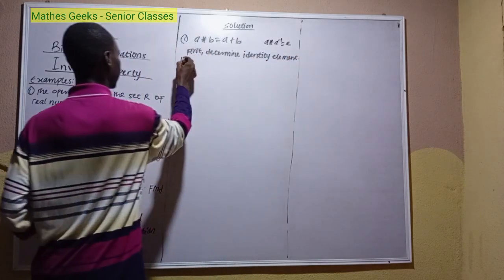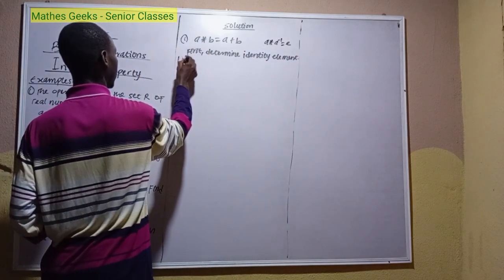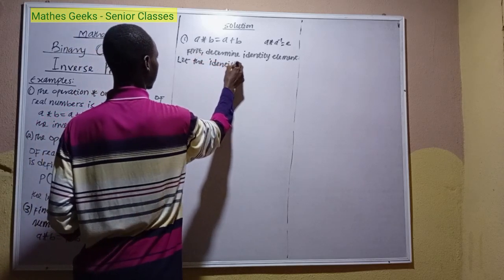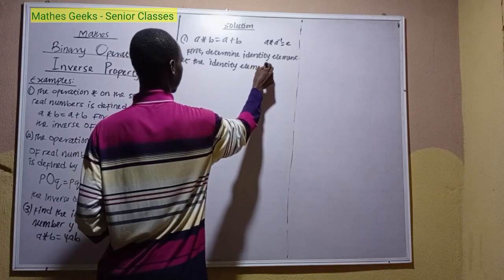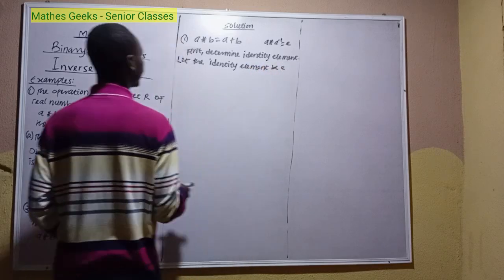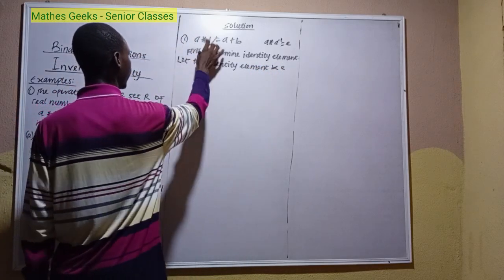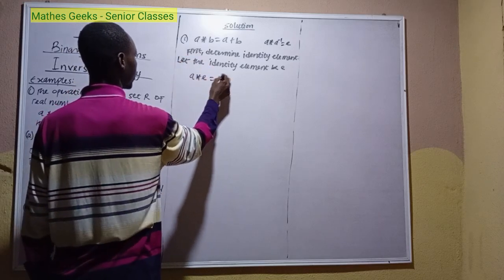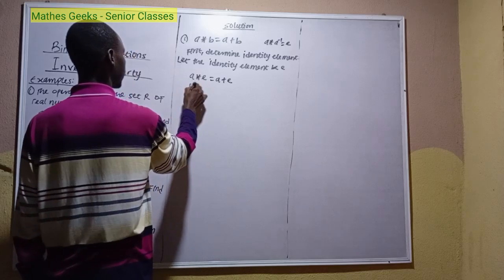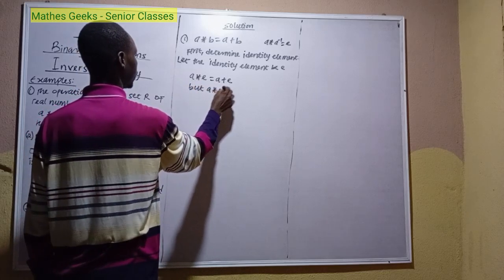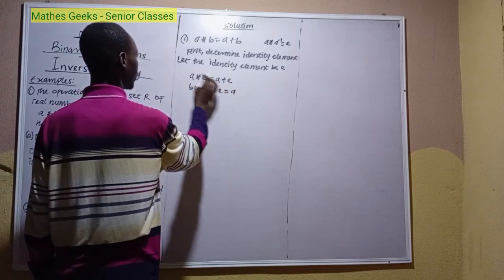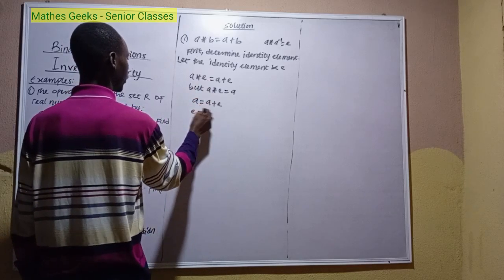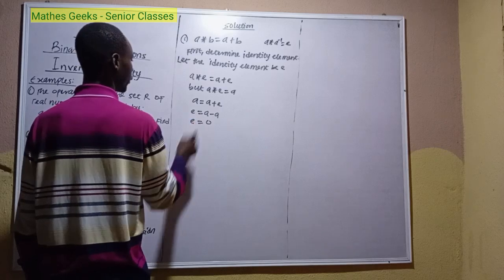So let the identity element be E. To do that, we are going to substitute E for B. So A star E is equal to A plus E, but A star E must be equal to A, so we'll put this in place of A star E. So A is equal to A plus E, and E is equal to A minus A. E is equal to 0.